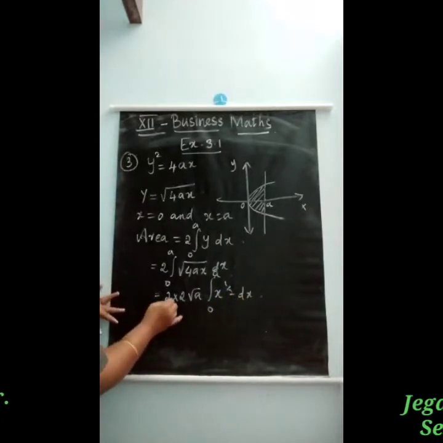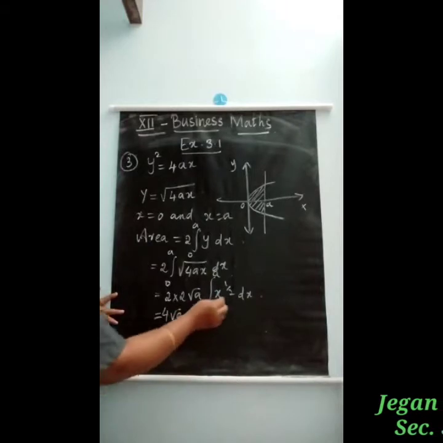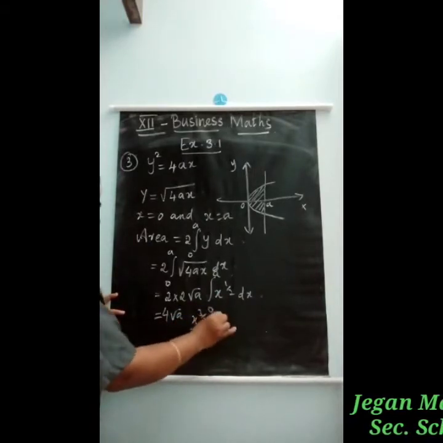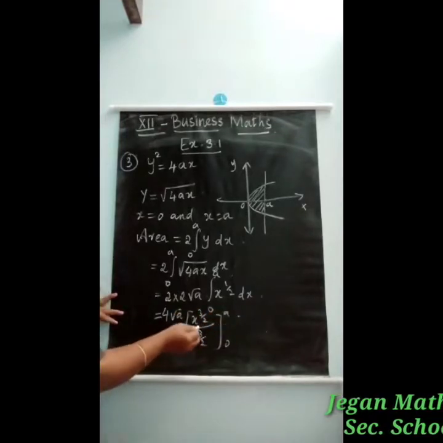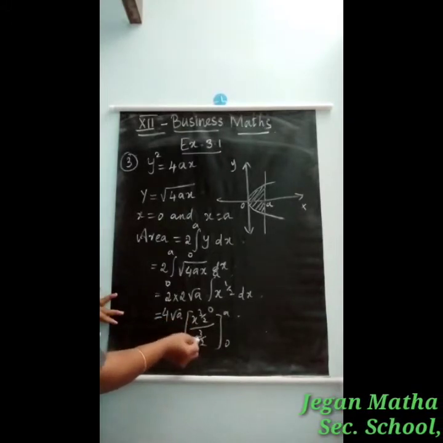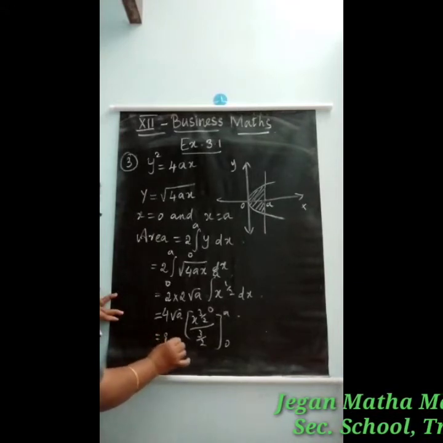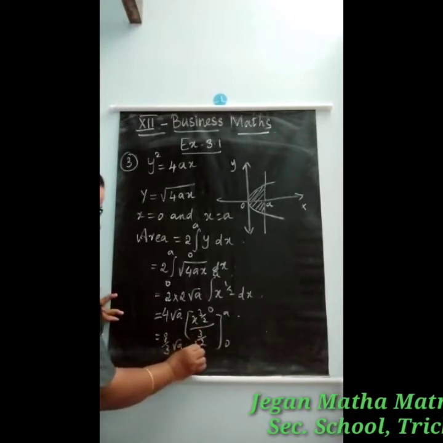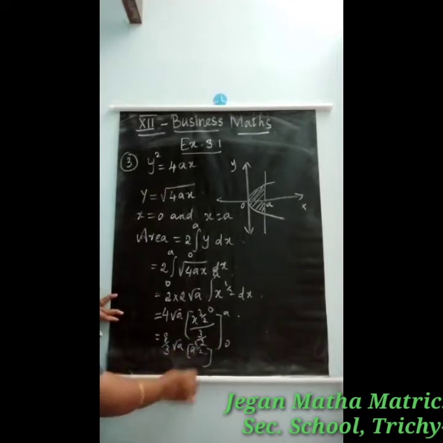Now, that is equal to 4 root a and then x power 3 by 2 divided by 3 by 2, integral of 0 to a. Now, we have to substitute the limits. 3 by 2 goes into the reciprocal, so 3 by 2 becomes 2 by 3. So, that is equal to 8 by 3 root a, and this is a power 3 by 2 minus a power 0. So, leave that one, so a power 3 by 2.